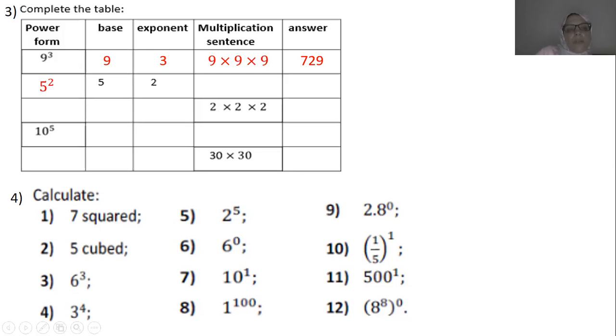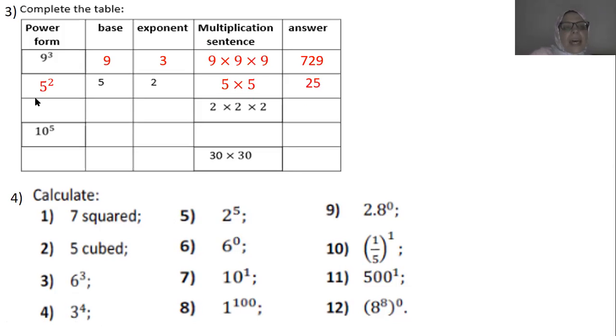Now we should write 5 squared as a multiplication sentence. We multiply 5 by itself 2 times. Let's multiply 5 times 5. What is the answer of 5 times 5? The answer of 5 times 5 is 25.